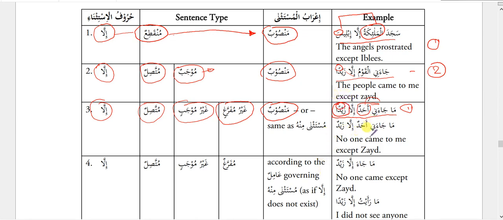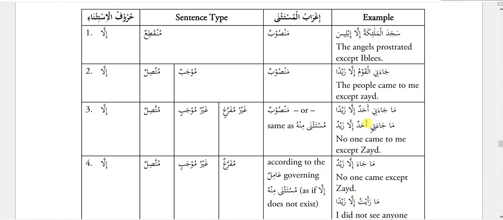Now, but if the sentence is ghair mufarraq, it means mustasna minhu is not mentioned. For example, ma ja'ani ahadun illa zaidun. No one came to me except Zaid. Now see, both sentences have the same meaning, and the writing format is also the same. Then what's the difference here?